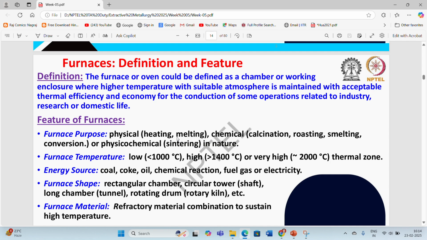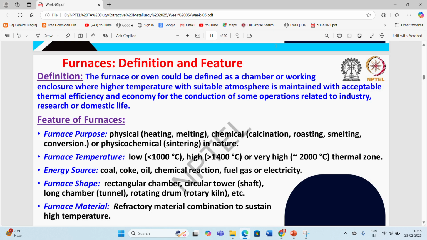So what is basically defined as a furnace? The furnace or oven could be defined as a chamber or working enclosure where higher temperature with suitable atmosphere is maintained. Why we are talking about the suitable atmosphere? Because depending on the different types of heat treatment operations or different types of metallurgical operations, we need different types of atmospheres.